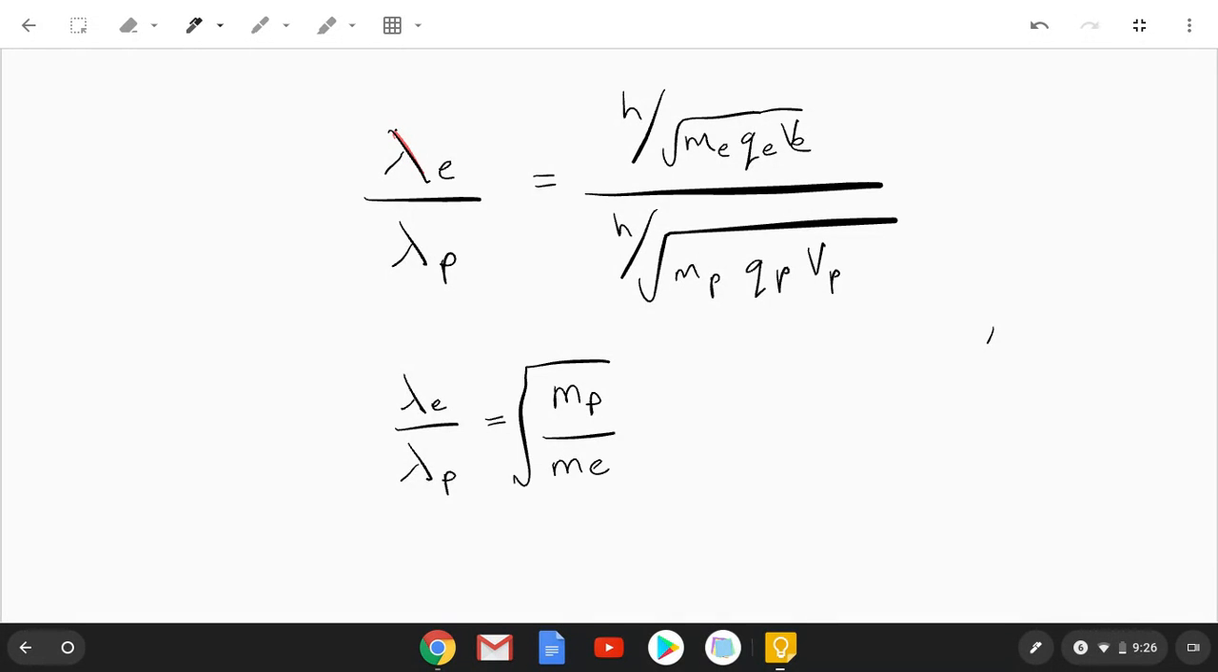Now have a go at that, you should be able to do it as well. I've jumped a couple of steps to go from there to there. That's algebra, which I expect all of you to be able to do.